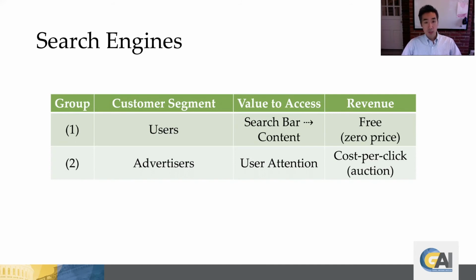But for advertisers, it's pretty clear. What they're attracted to is not the ability to search, maybe as when they have their user hat on, but when they have their advertiser hat on, what they're seeking is user attention. And so how the platform obtains revenue from each group is quite different. From users, they don't obtain direct revenue. It's free, or it's a zero price. For advertisers, there's a cost per click, meaning they have to pay in order to participate on the platform. And the way that they pay is that when a consumer clicks on an ad, and that price is set through an auction, that advertiser pays for that.